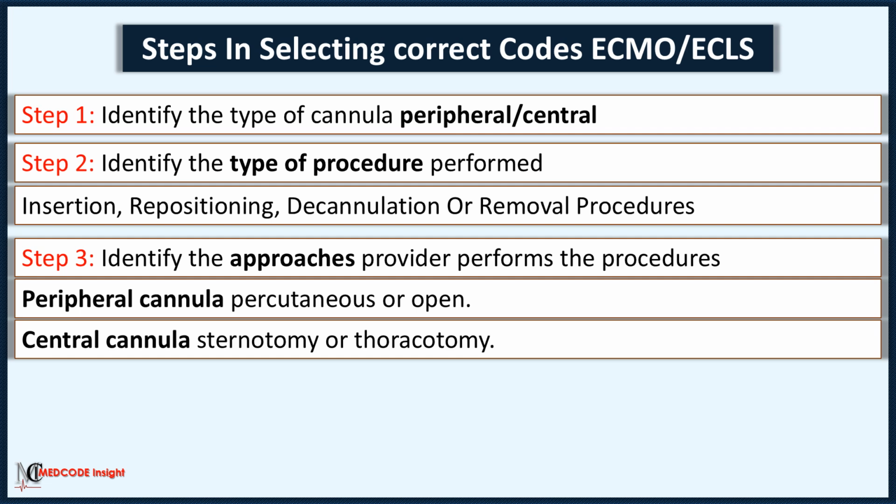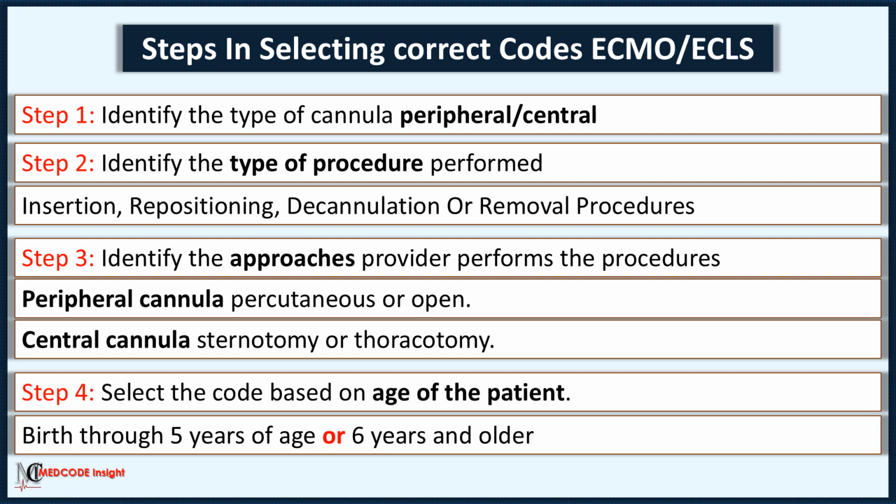In the next step, assess the approach used by the provider to perform the procedure. For peripheral cannulas, the procedure may be percutaneous or open, while for central cannulas, it may be associated with sternotomy or thoracotomy. The approach used will further refine the possible code choices. Finally, consider the age of the patient. Codes may vary depending on whether the patient's age is birth through 5 years of age or 6 years and older. By following these steps, you can efficiently eliminate incorrect options and select the appropriate code.